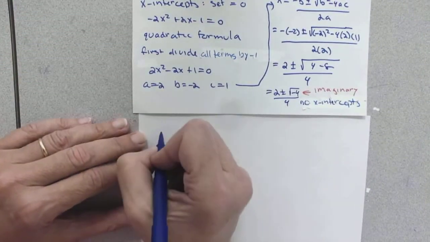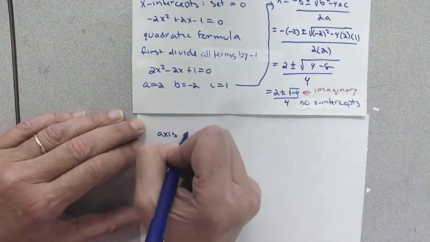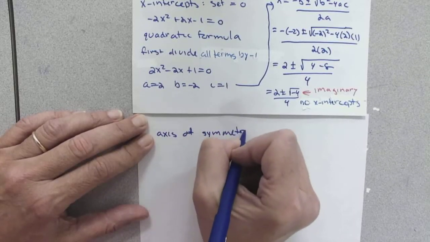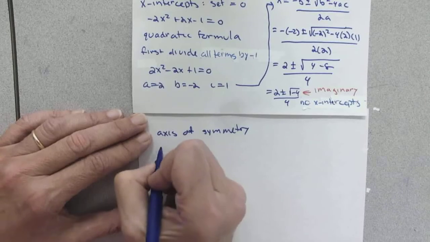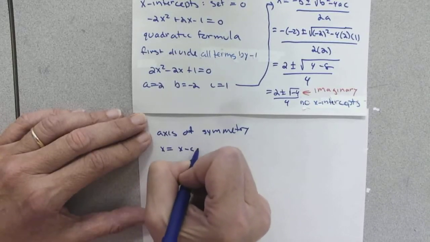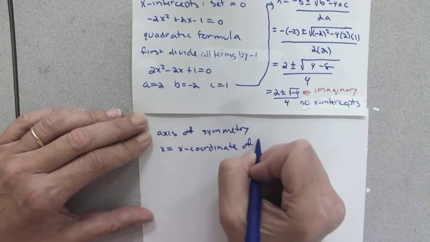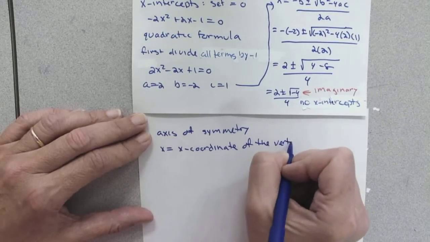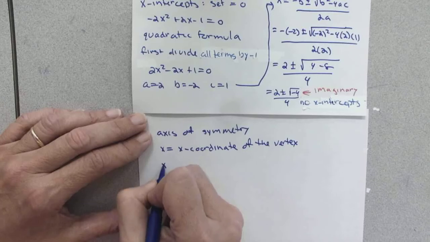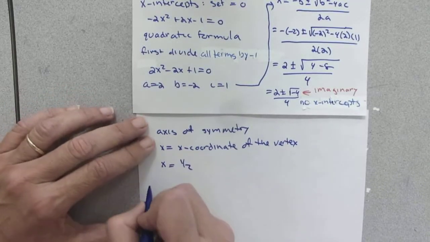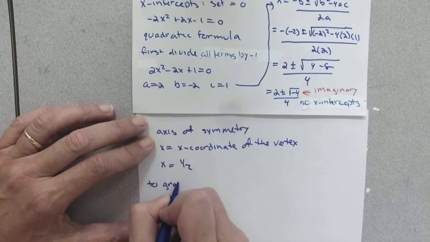So now finishing this problem, going on another piece of paper. Now we did need to know the axis of symmetry. And that is always x equals the x-coordinate of the vertex. And so that's going to be x equals 1/2. And now we're ready to graph.